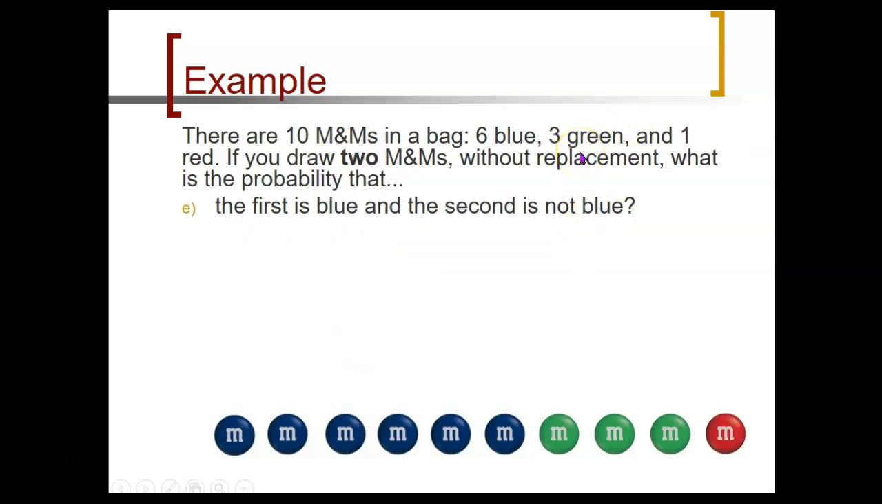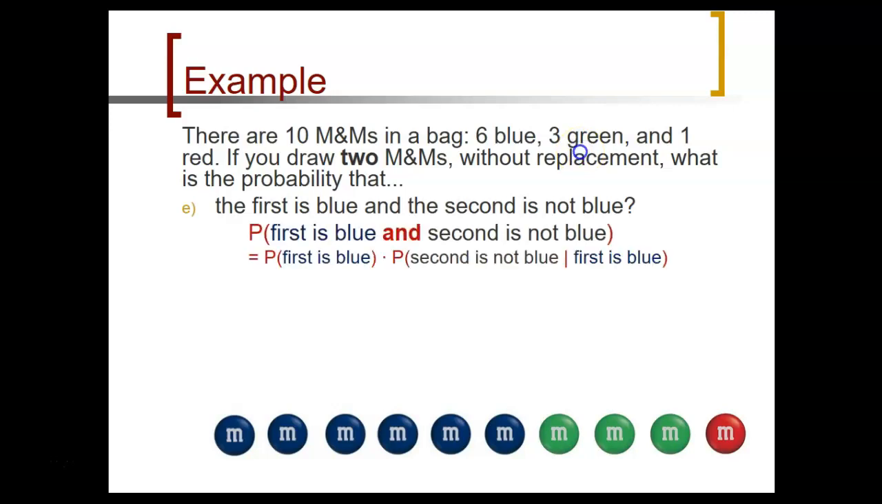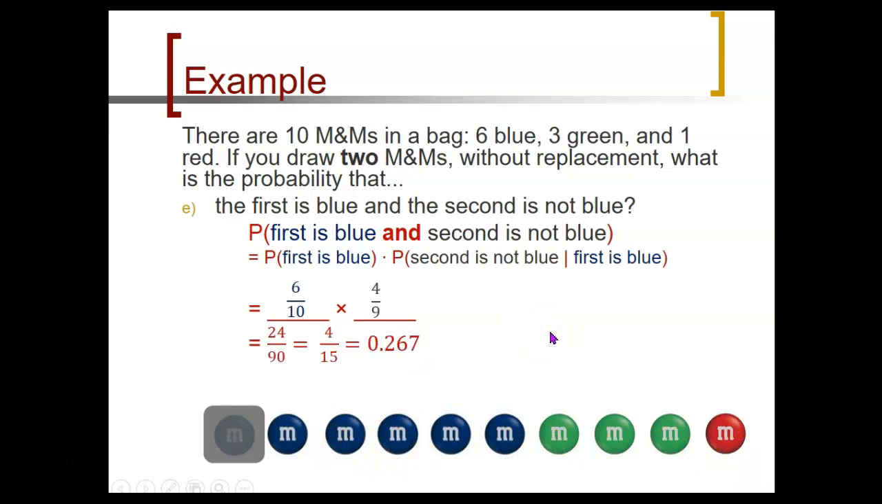And what's the probability that the first is blue and the second is not blue? That would be the probability of the first one being blue times the probability of the second one not being blue. Probability of the first one being blue, 6 over 10. Probability of the second one not being blue, if the first one was blue, well, how many not blues are there? 4. Out of how many in all? 9. So 4 over 9. And when you multiply, you get 24 over 90, or 4/15, or 0.267.